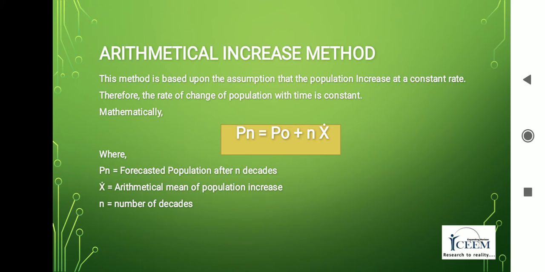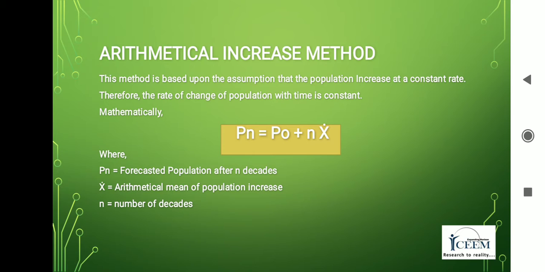Arithmetical increase method. This method is based upon the assumption that the population increases at a constant rate. यानी कि ये जो पॉपुलेशन फोरकास्टिंग का मेथड है, वो इस असम्प्शन पे डिपेंड है कि जो भी पॉपुलेशन इंक्रीज होगी वो कांस्टेंट रेट से इंक्रीज होगी, that is arithmetical increase method. This method is based on the assumption of constant increase in the population.